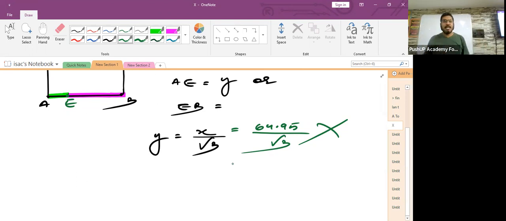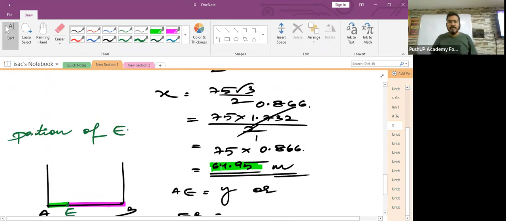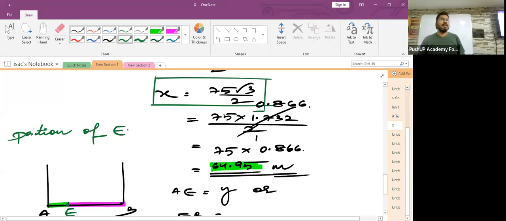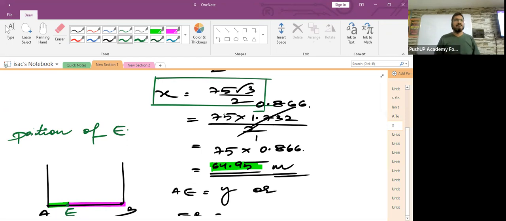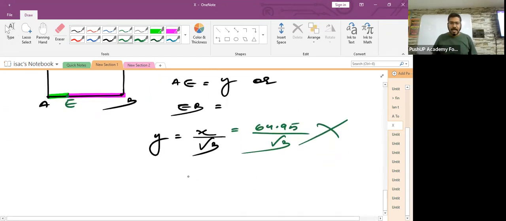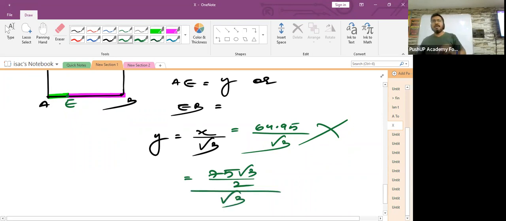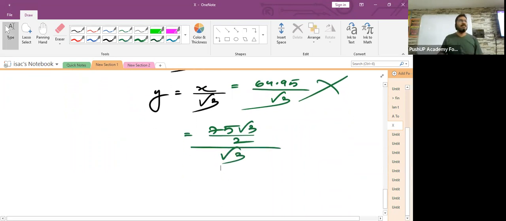So what is the alternative to this? Children, the alternative is, you already knew the value of x is what? 75 root 3 divided by 2, where you have a root 3 in that number. Why don't we take that value, 75 root 3 upon 2, whole divided by root 3. Now, will it be comfortable for you to find the answer? Now it is comfortable for you, right?